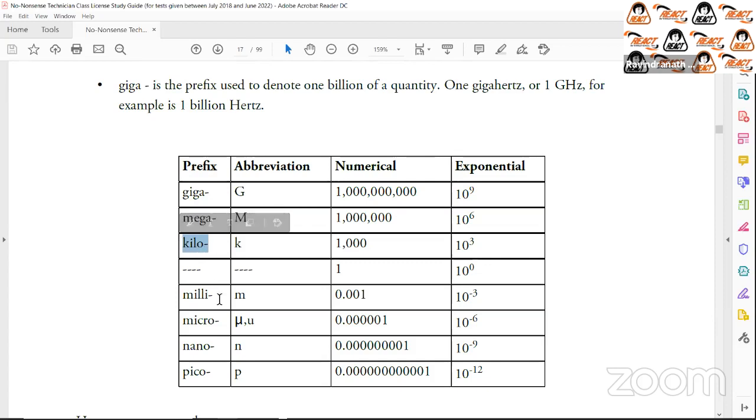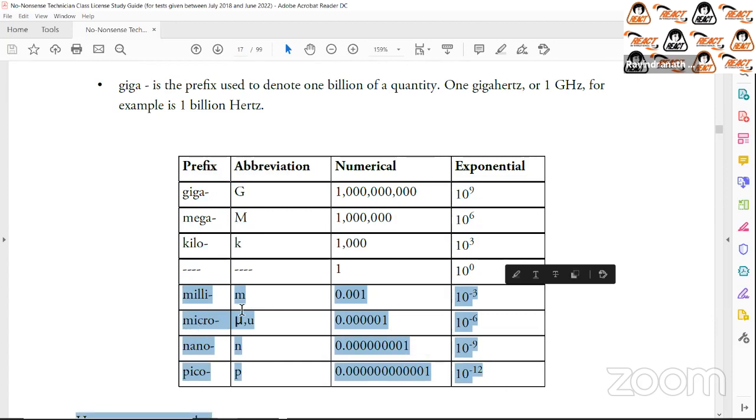But let's look at a milliwatt. What is a milliwatt? A milliwatt is 0.001 of a watt, a very small number. We could even go to a microwatt, 0.00001 of a watt. So very small. So the prefixes on top are large, and the prefixes below are small.